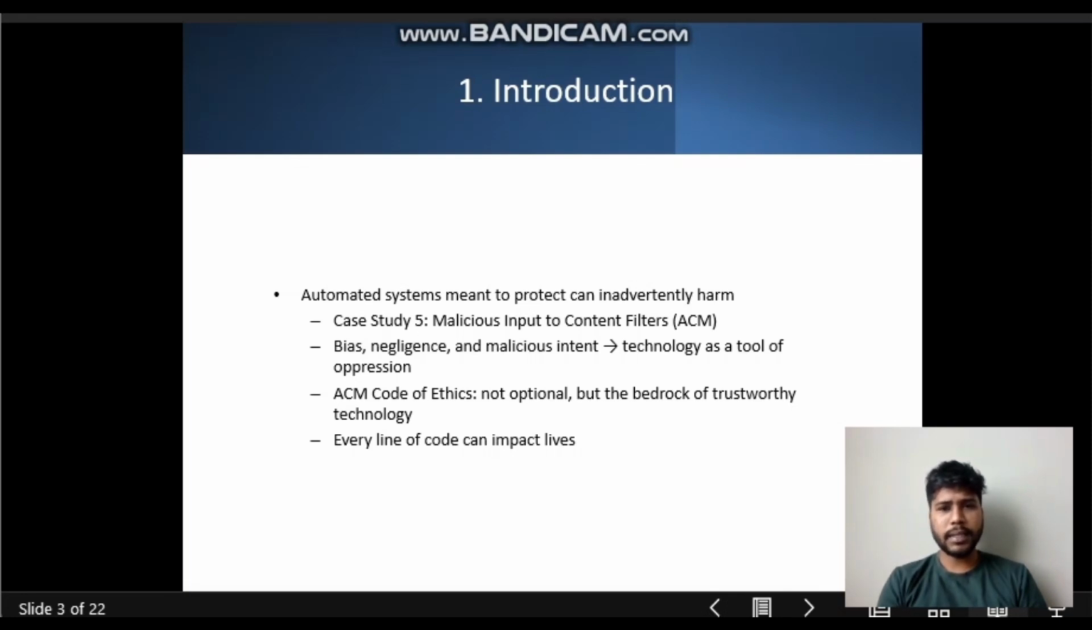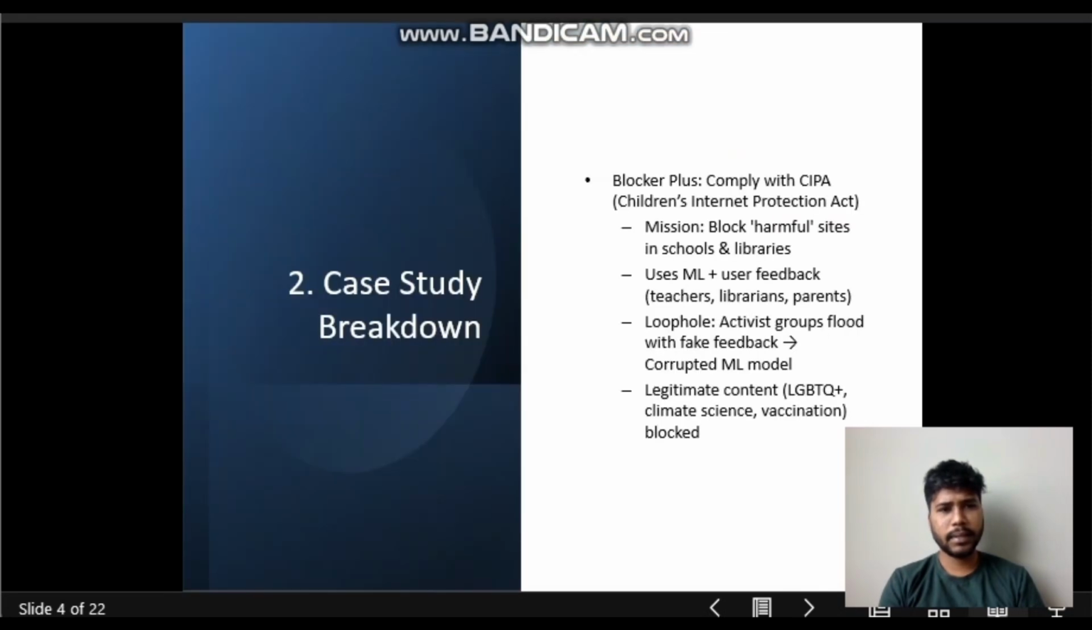So here's the case study breakdown. Let's picture a company called Blocker Plus that creates a content filtering tool to comply with the U.S. Children's Internet Protection Act, CIPA. What's their mission? To block websites deemed harmful to minors in schools and libraries. That actually sounds noble, right? But here's where things go wrong.